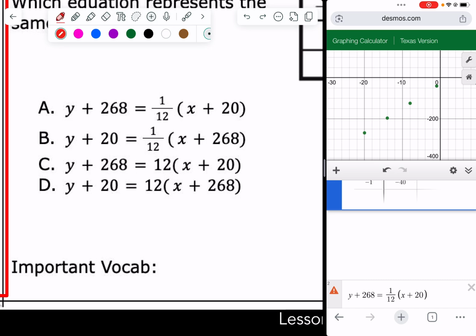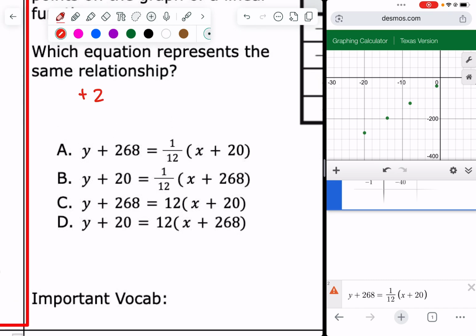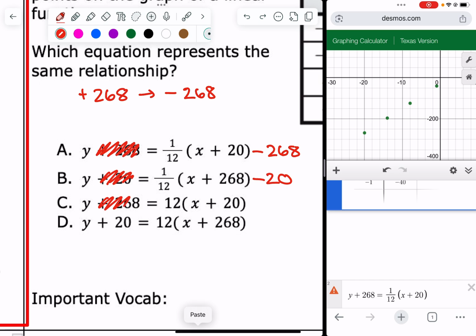A negative number. So we have positive 268. We're going to change that to negative 268. Those are opposites. So on the back of this, I'm going to write negative 268, and I'm going to delete this part. So the next one is a positive 20. The opposite, I'm going to delete this, and the opposite is minus 20. The next one, positive 268, I'm going to delete. The opposite is minus 268. Positive 20, the opposite of positive is negative 20.